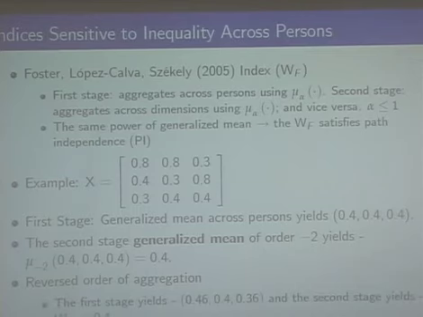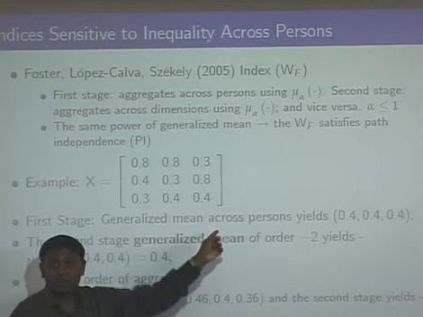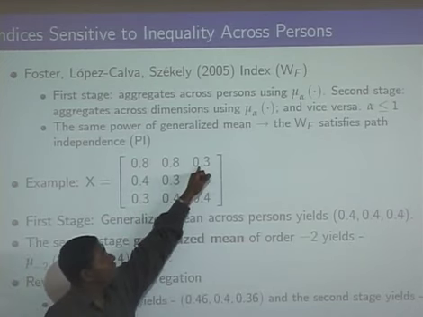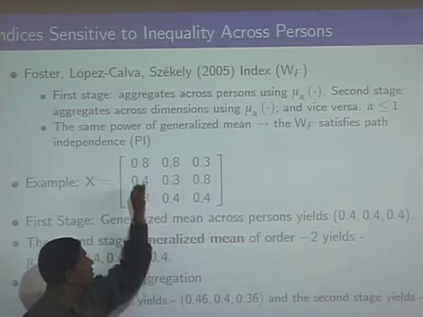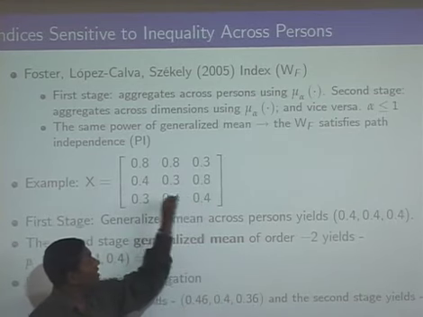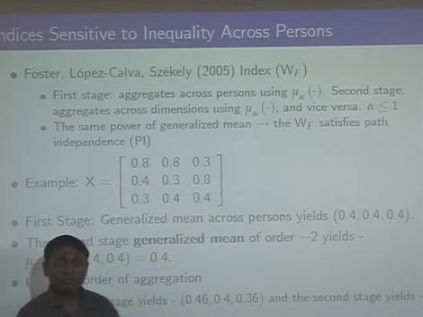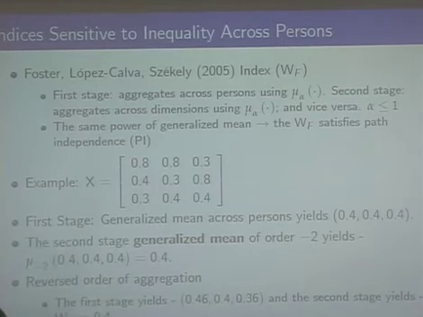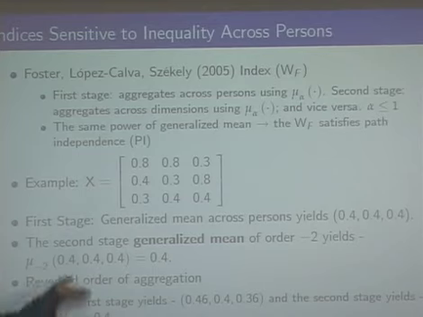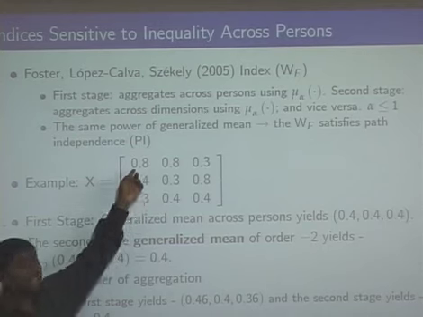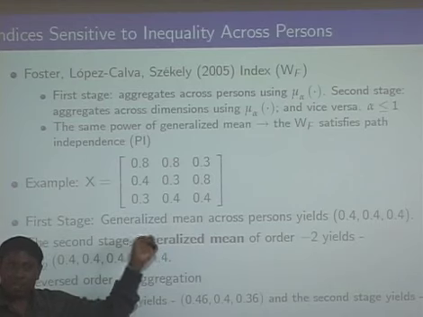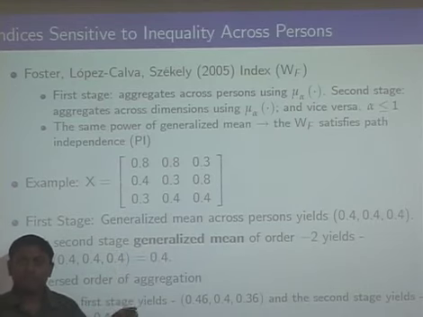So the reverse order of aggregation would yield, first stage, if you do it this way, again with order -2, 0.46, 0.4, 0.36. Generalized mean here yields 0.46, here 0.4, here 0.36. Next stage you apply generalized mean on this vector and it is going to yield 0.4. So you don't have to even do these two stages. You just raise everything to the power -2 in this matrix, divide it by 9 and then undo by 1 over alpha. You will get the same result.